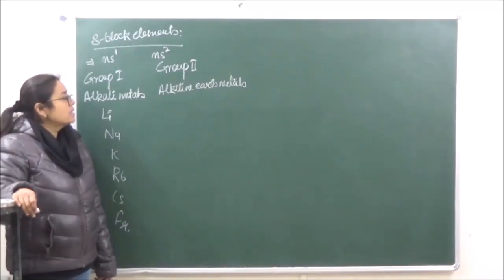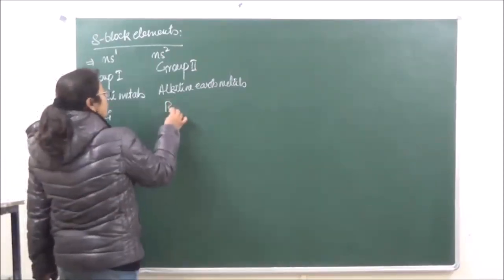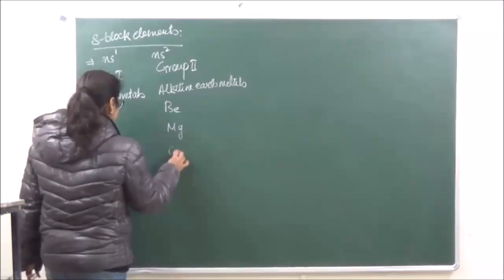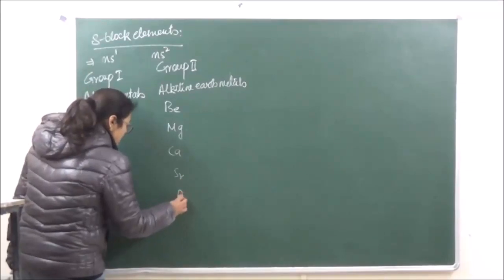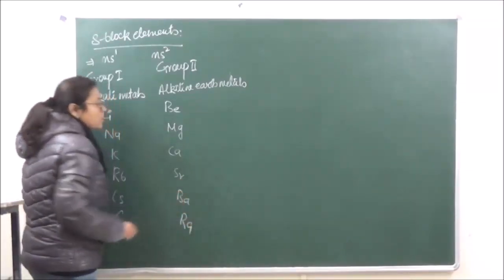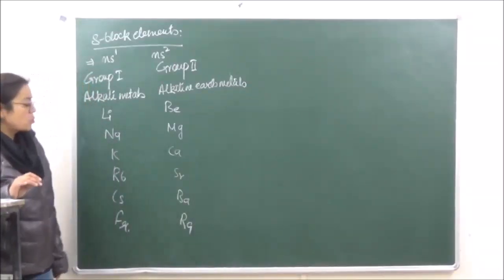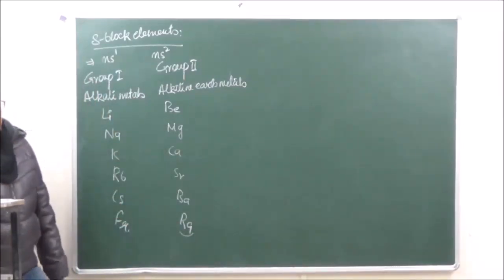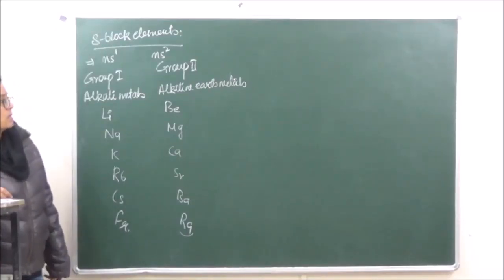The next we have over here is alkaline earth metals. Alkaline earth metals consist of the following members: beryllium, magnesium, calcium, strontium, barium and radium. Again, radium over here is going to be radioactive in nature and hence it is going to be short-lived.